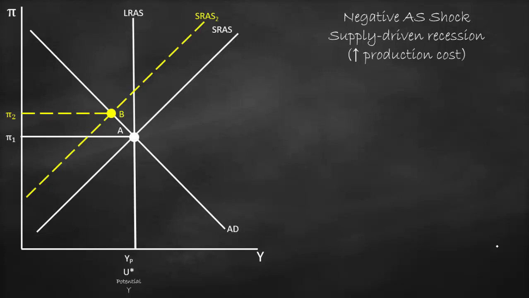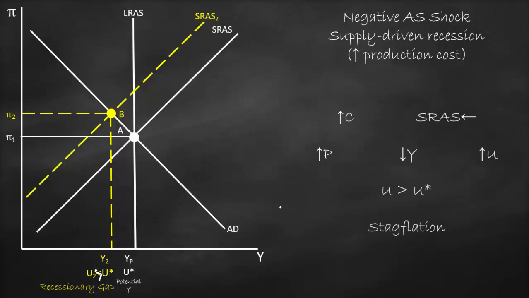So at this point, we have a new point of intersection between aggregate demand and short-run aggregate supply 2 at point B. This will give us an inflation level at pi 2, which is a higher inflation level, and a lower output level. At this lower output level, I know that we produce less than our full employment output. Consequently, our unemployment rate is bigger than the natural rate of unemployment, which will cause a recessionary gap.